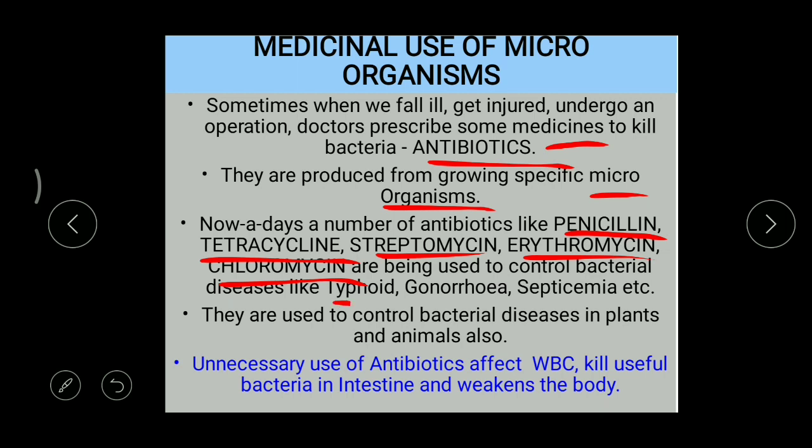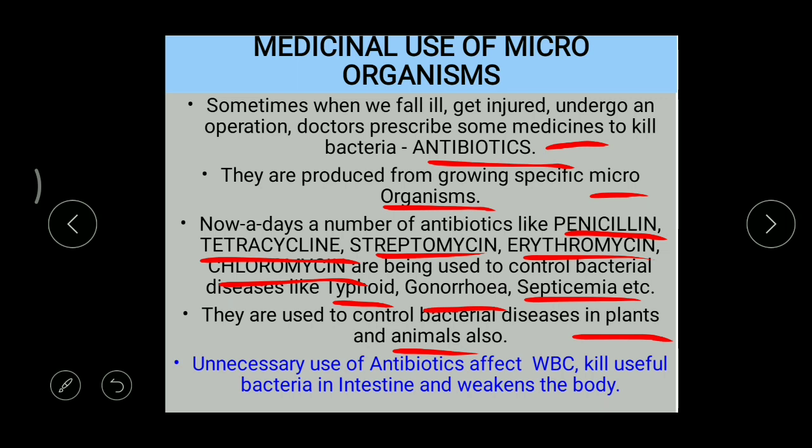Like typhoid, gonorrhea, which is a kind of sexually transmitted disease, and even septicemia. Septicemia means an infection in the blood, right? So in this way, antibiotics are mainly useful for controlling different types of bacterial infections. And these antibiotics can be used not only in human beings but also in both plants and animals.